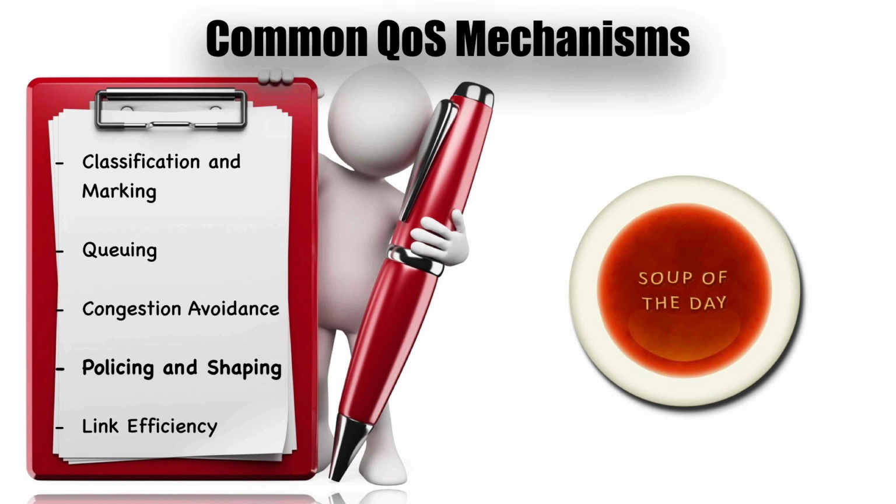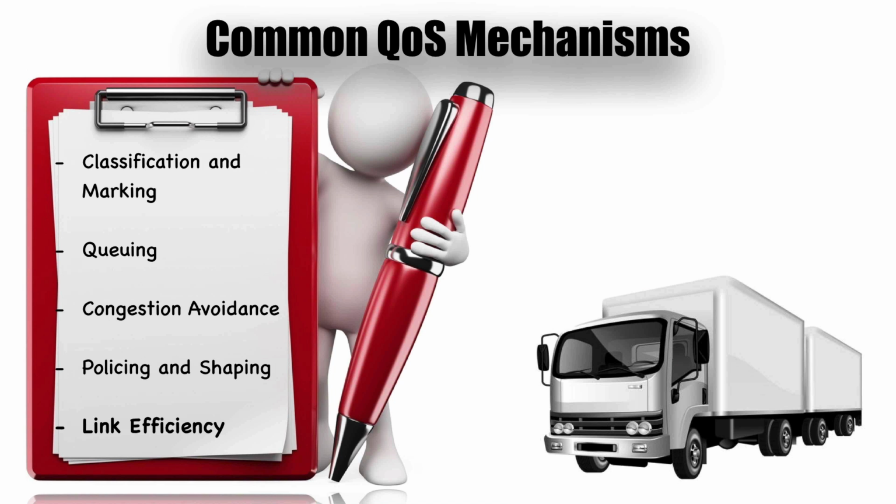And the final category of quality of service mechanism we'll talk about is link efficiency. We're trying to make the most efficient use out of a relatively limited WAN bandwidth. And a couple of major tools that fall under this category are link fragmentation and interleaving, LFI, and compression. First, let's talk about LFI.